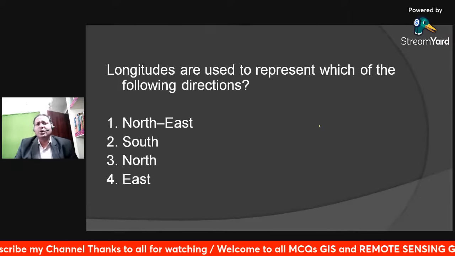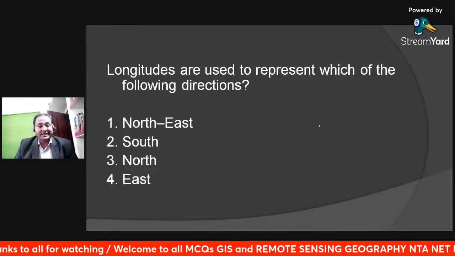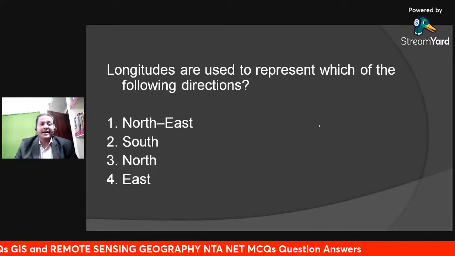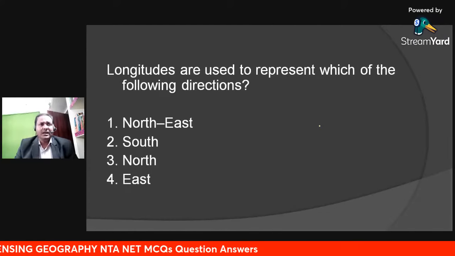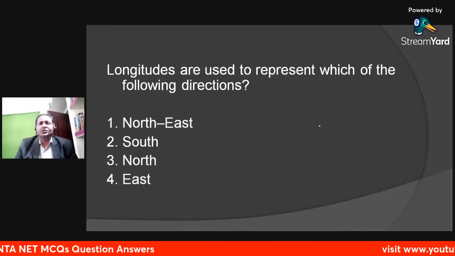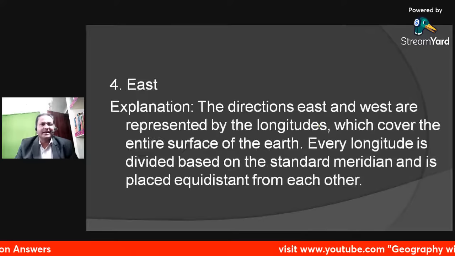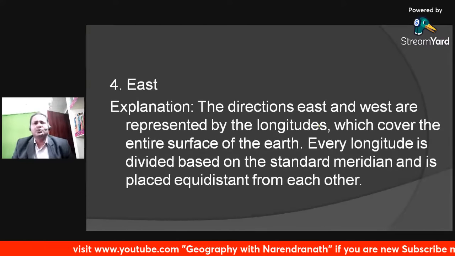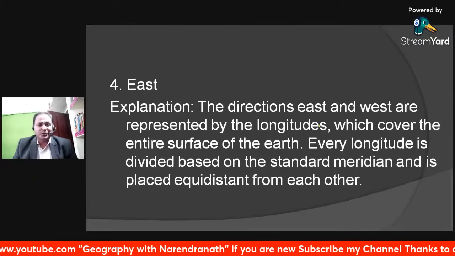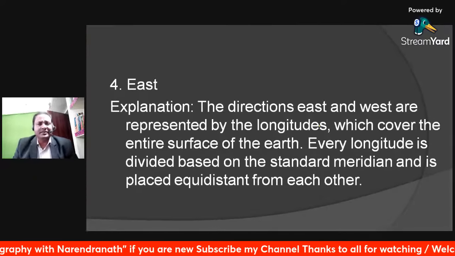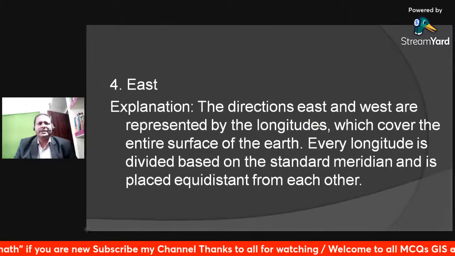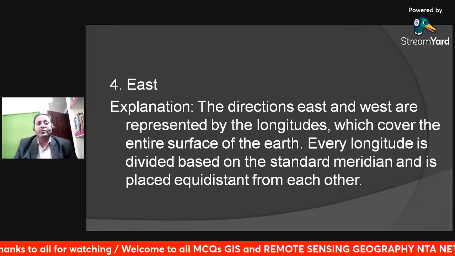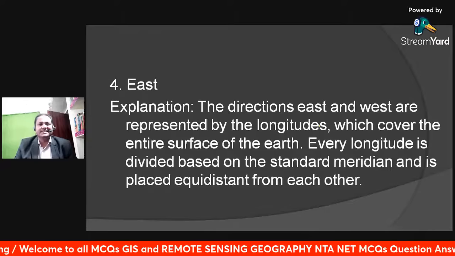Another very important question: longitude is used to represent which of the following directions? The options are northeast and south, north and east. Basically, the question is: longitude is used to represent which of the following directions? So definitely the east direction is the correct answer. The directions east and west are represented by the longitudes. Basically, they cover the entire surface of the earth, and every longitude is divided based on the standard meridian and placed equidistant from each other. So definitely east is the correct answer.